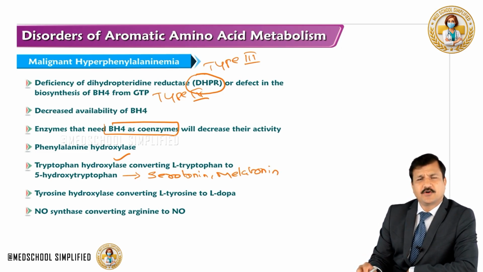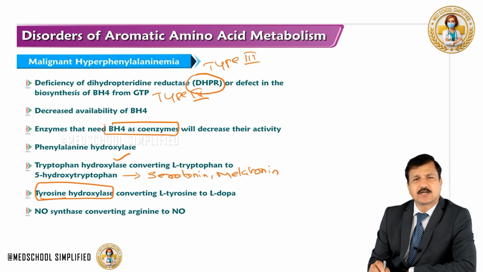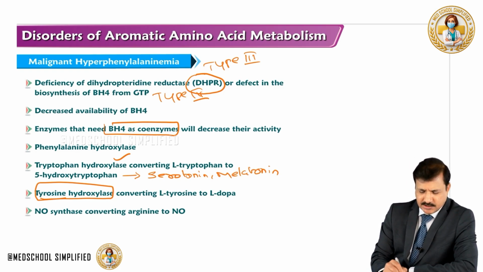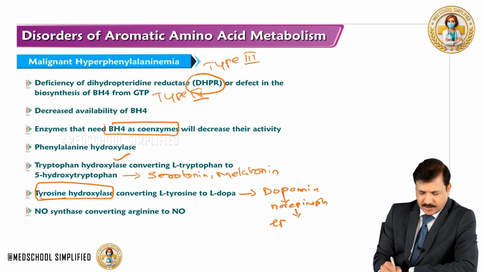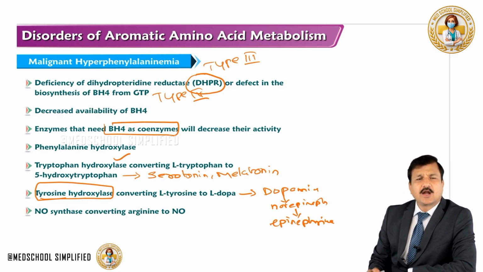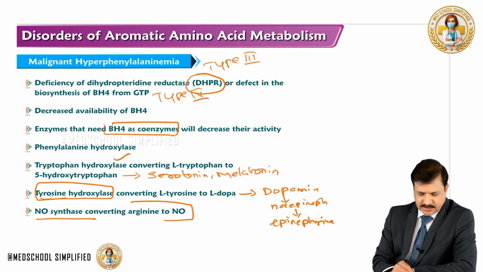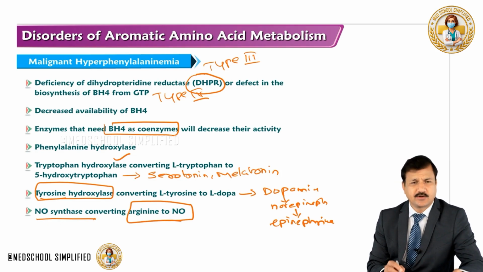Tetrahydrobiopterin is also necessary for the conversion of L-tyrosine into DOPA, because tyrosine hydroxylase enzyme also needs tetrahydrobiopterin here. So the L-tyrosine to DOPA, DOPA to dopamine formation, dopamine into norepinephrine, and norepinephrine into epinephrine. This is why you need tetrahydrobiopterin for tyrosine hydroxylase there. And also tetrahydrobiopterin is necessary for nitric oxide synthase for the conversion of arginine into nitric oxide.